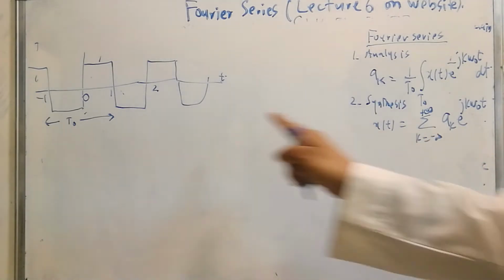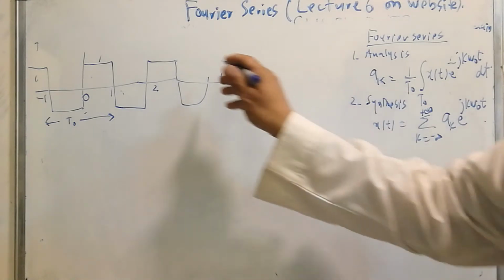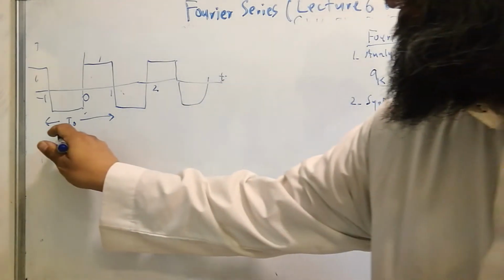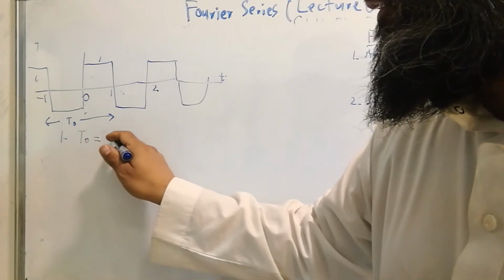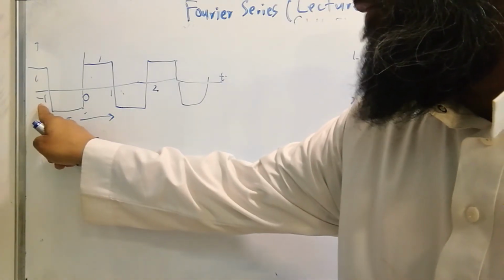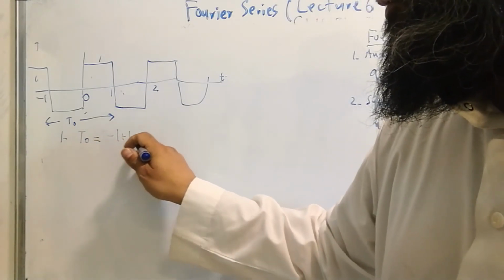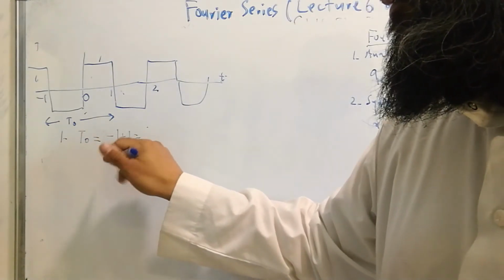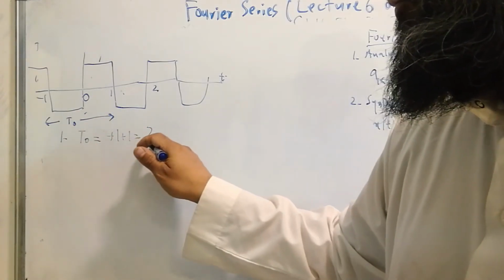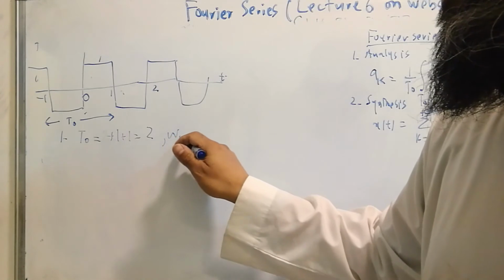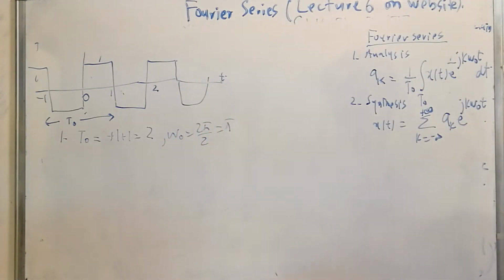So let us find the Fourier series of this function here. The first step is to find the time period. So the time period T naught, in this case, is 1 plus 1, so it is equal to 2. And omega naught is equal to 2 pi over 2, which is equal to pi in this case.